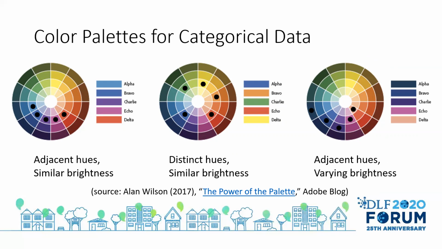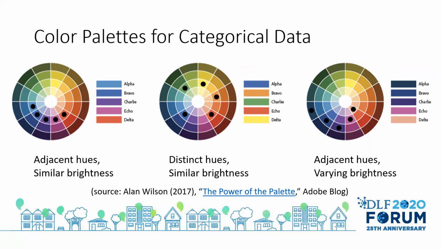So on the left of the three color wheels here, we have an example of a 5-color palette that uses hues that are adjacent to each other on the color wheel. And they're all about the same brightness value, right? So they're all kind of medium darkness values. This makes for a very aesthetically pleasing palette, but it's pretty terrible for a chart because all those colors are way too similar to each other to be easily distinguishable.